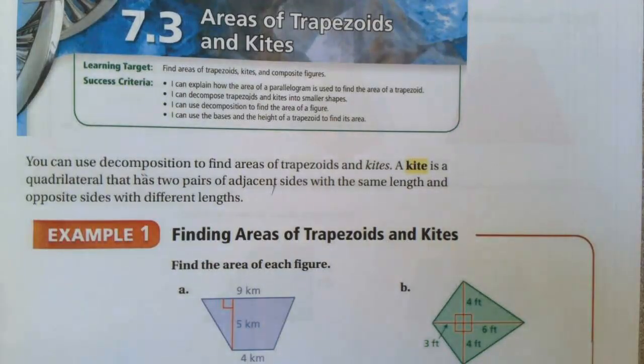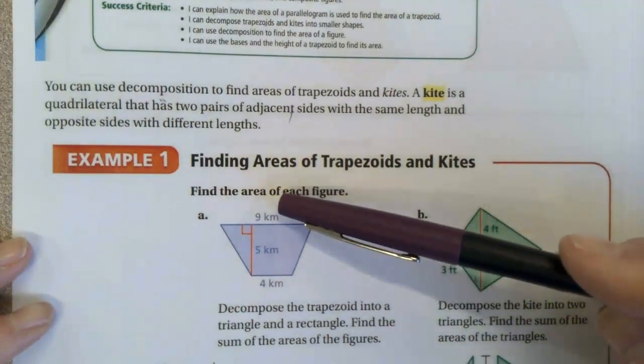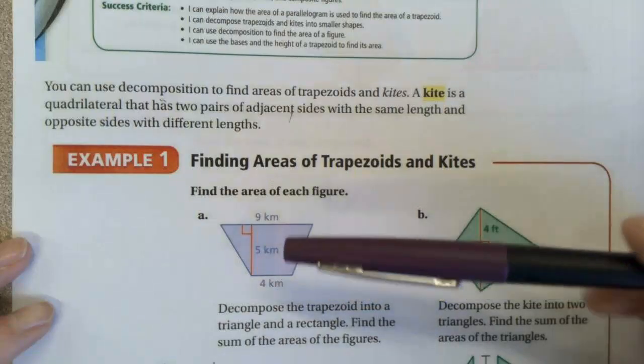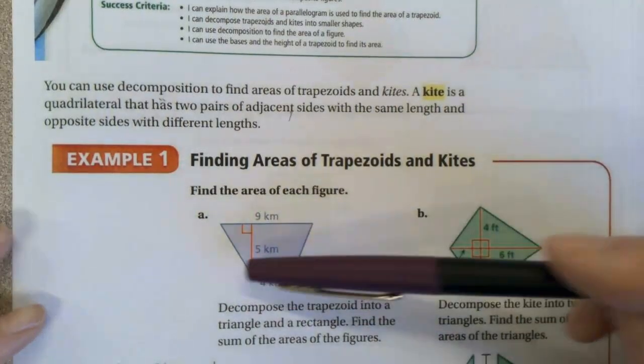Today we're going to begin looking at finding areas of trapezoids and kites. So here is our trapezoid. It has two bases that are different lengths, and then we have the two sides connecting those. Those sides are not parallel.